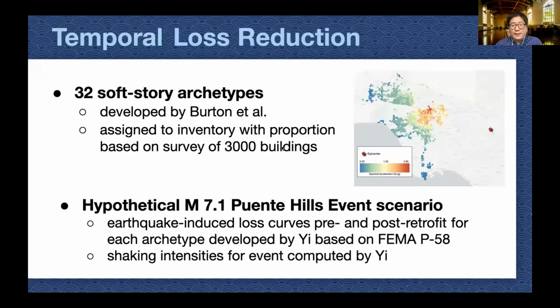To finally study the effect of these various discrepancies on the overall seismic risk reduction, the losses were found for each building based on a hypothetical magnitude 7.1 Puente Hills event scenario. And I used 32 archetypes developed by Professor Burton that accounted for differences such as building layout and number of stories. And they were randomly assigned to the 13,000 building inventory. I should also stress that Dr. E was the person who was chiefly responsible for running the simulations and also provided the loss data for all the buildings for both before and after the retrofit. And this was mainly based on FEMA P-58 methodologies.